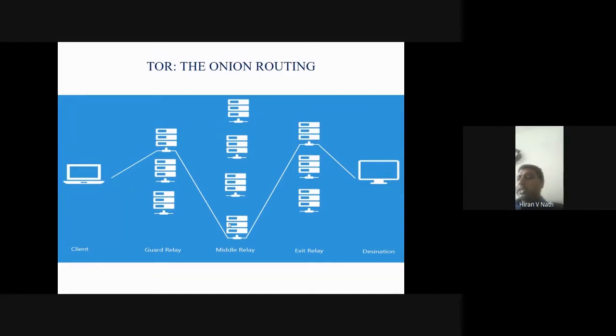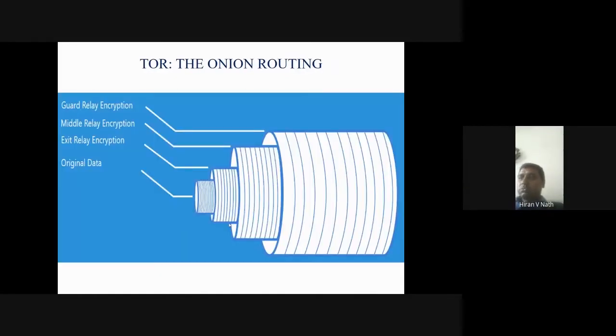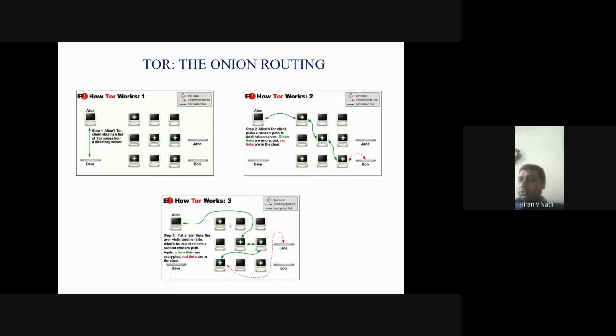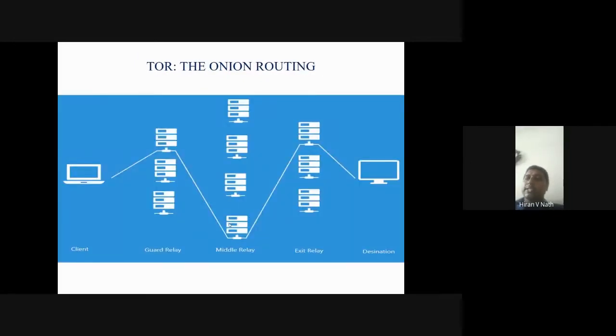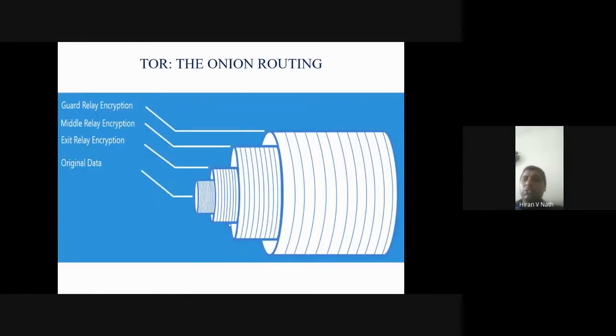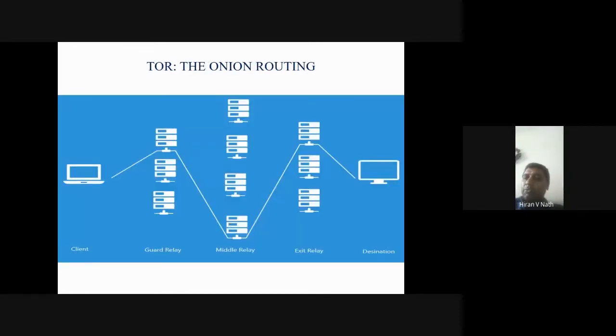The last exit point is the exit relay. The middle one is the middle relay, and the entry one is the guard relay. Consider I need to send data: my data first goes to the guard relay, then to the middle relay, then to the exit relay, and finally to the destination. This is how the encryption happens. You have your original data, and you'll be using a public key encryption system. First it gets encrypted for the exit relay, the final one.